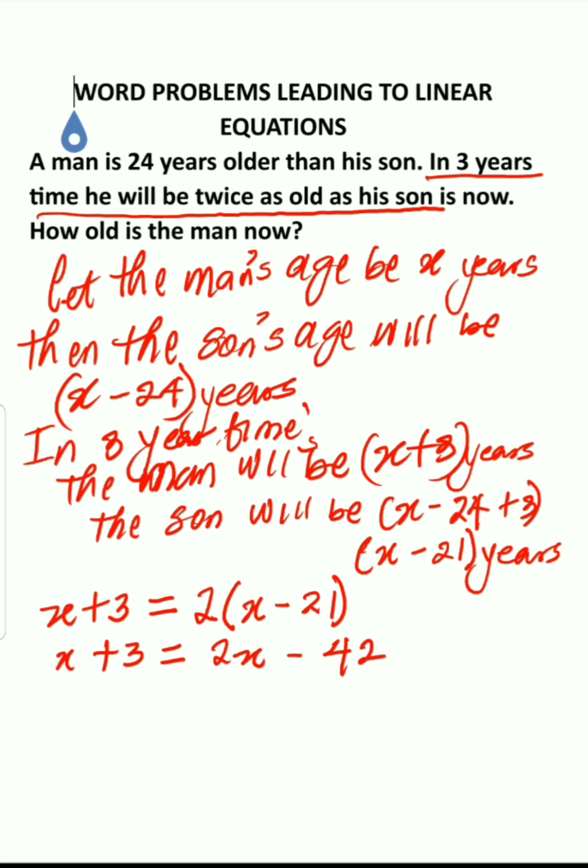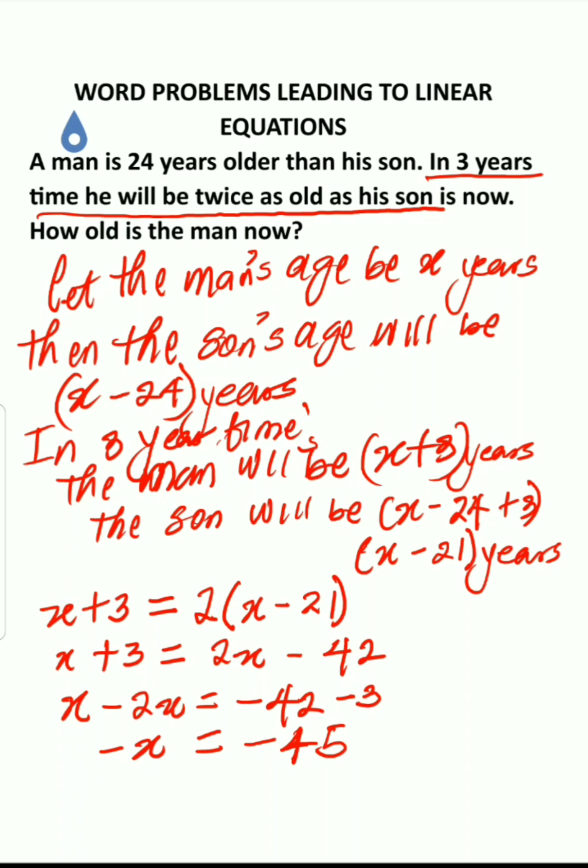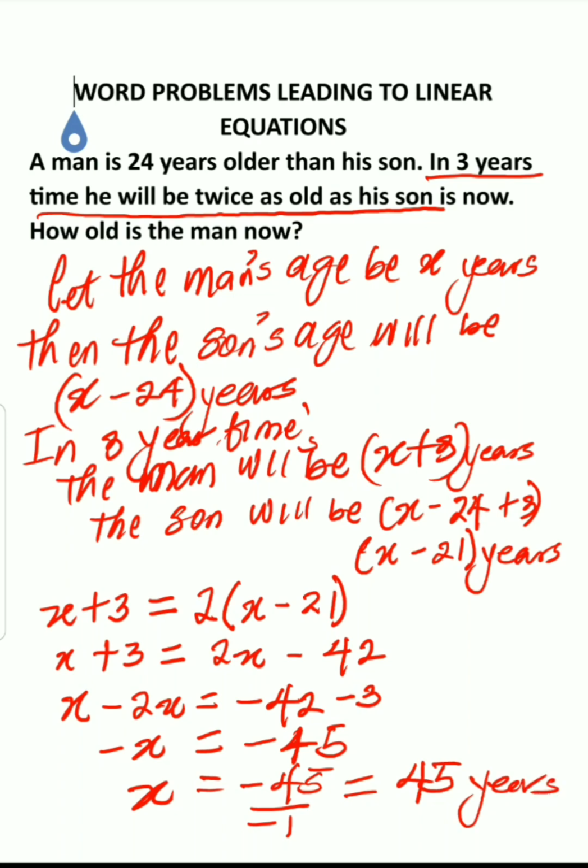And so we collect our like terms in X. So this is X. When plus 2X crosses to the left-hand side, it becomes minus 2X, equals minus 42. And this plus 3 crosses to the right-hand side and becomes minus 3. So X minus 2X, that's minus X, equals minus 42 minus 3, that's minus 45. The coefficient of X is minus 1, so we have X equals minus 45 over minus 1, and that is 45 years. And so the man's age right now is 45 years old.